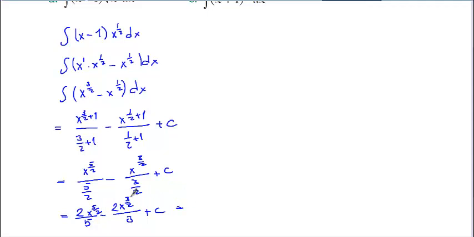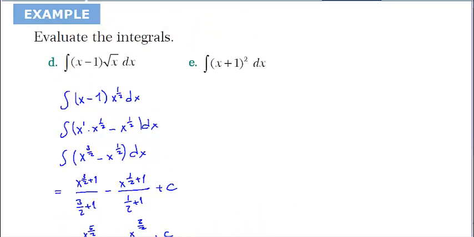And this expression, when we have the rational power, we can write with the radical expression: 2x root of x over 5 minus 2 root of x to the power of 3 over 3 plus c is going to be the answer.